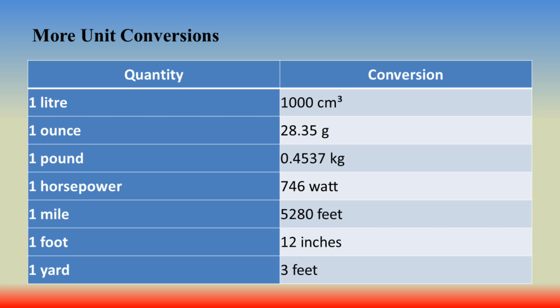1 yard is equal to 3 feet. 1 foot is equal to 12 inches. 1 mile is equal to 5280 feet. Understanding these makes it easier to switch between unit systems.